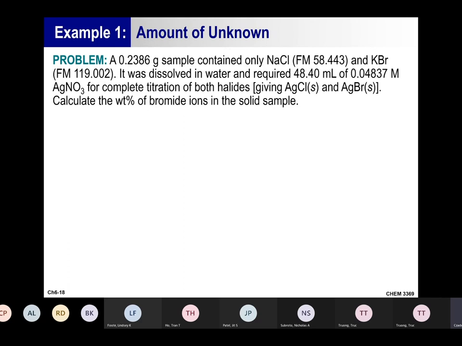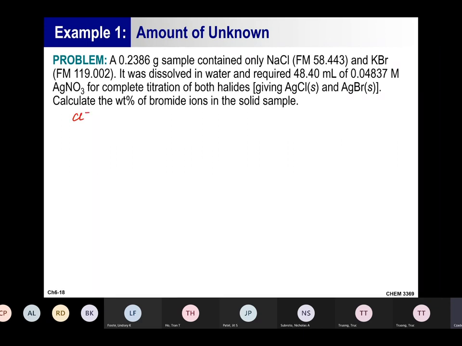Now, this is just one titration. We have two analytes, right? Chloride and bromide. And we want to calculate the weight percent of bromide ions in the solid sample. So let's see if we can do that with this data. Always in a titration, always start with a reaction. In this case, we will have two reactions, right?